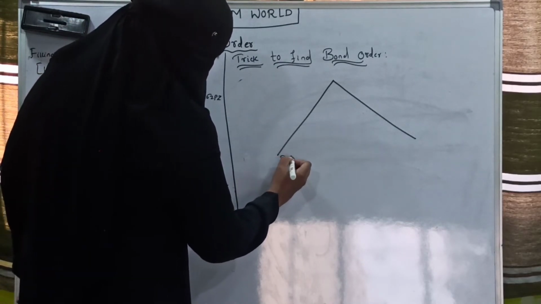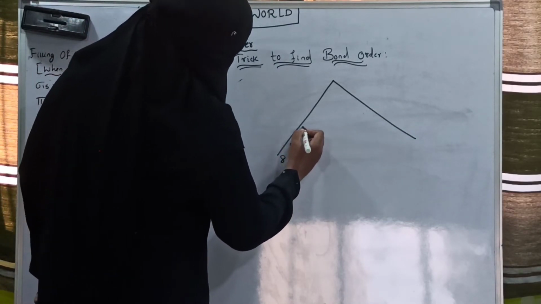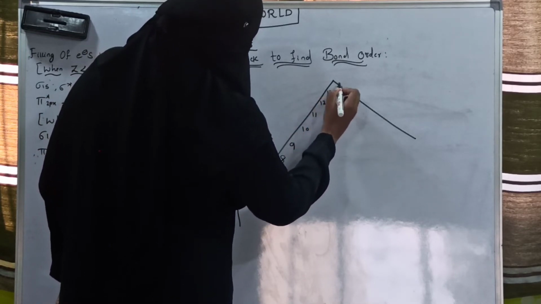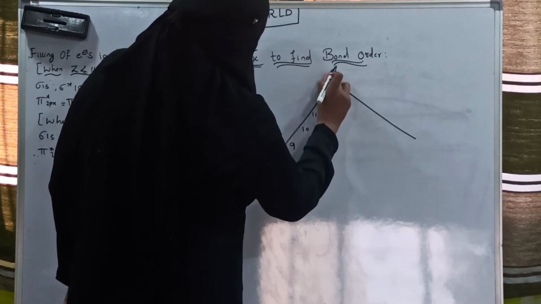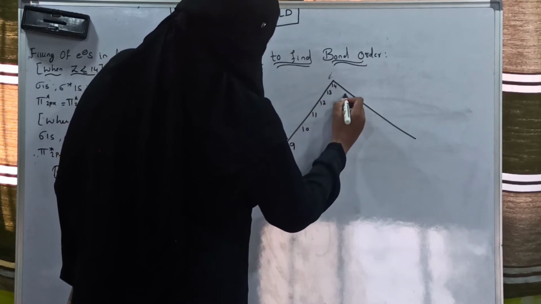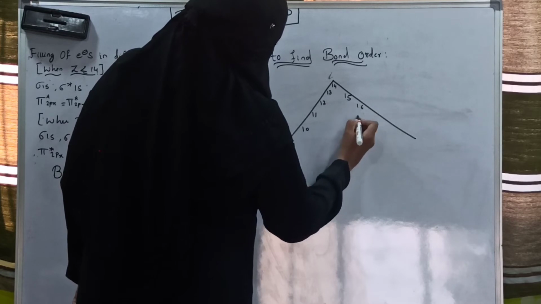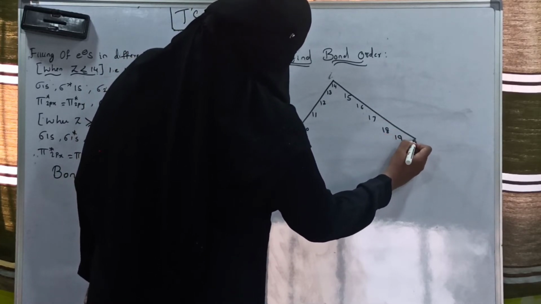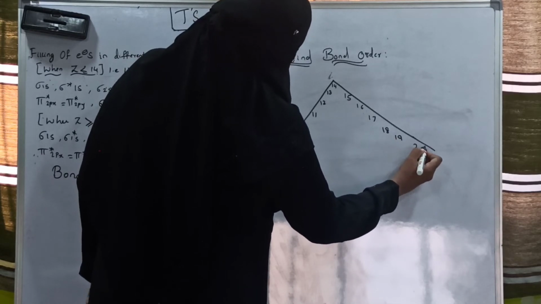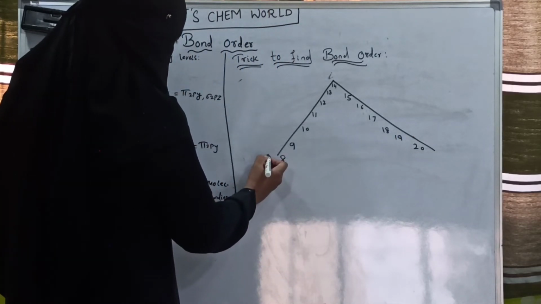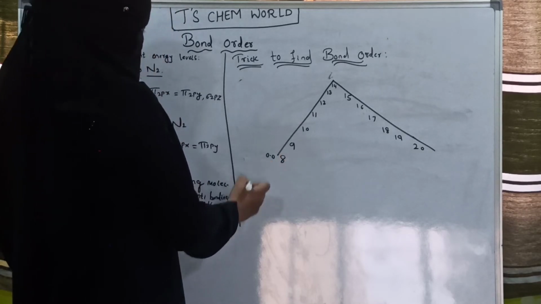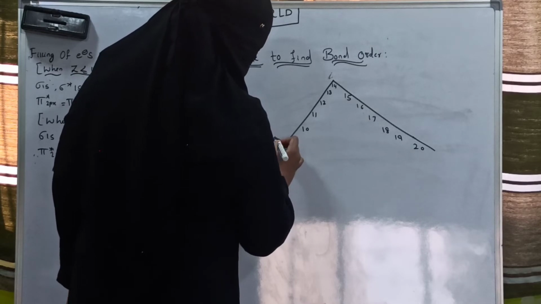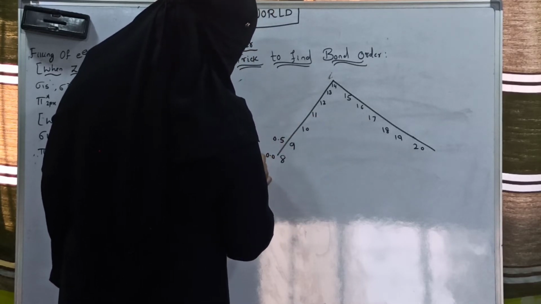First write 8, 9, 10, 11, 12, 13, 14, 15, 16, 17, 18, 19 and 20. For 8, write 0.0. For atomic number 9, 0.5. These are all bond orders.